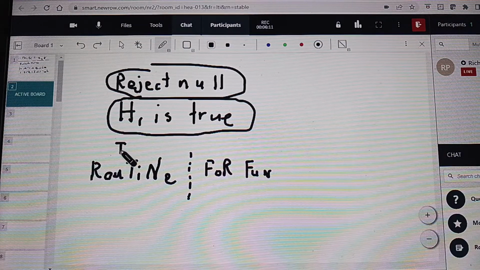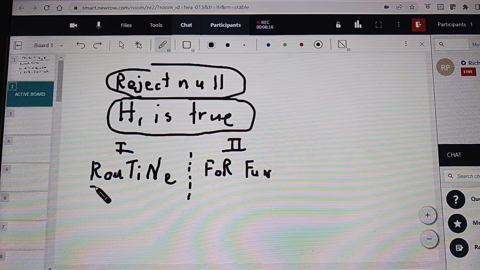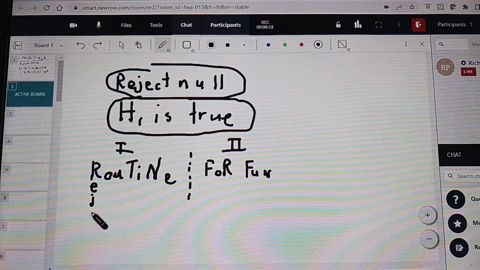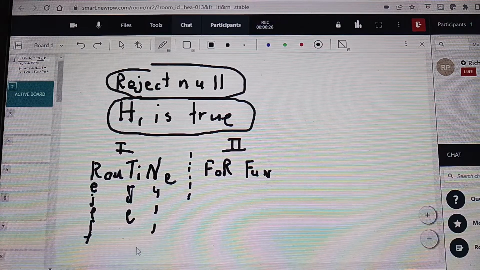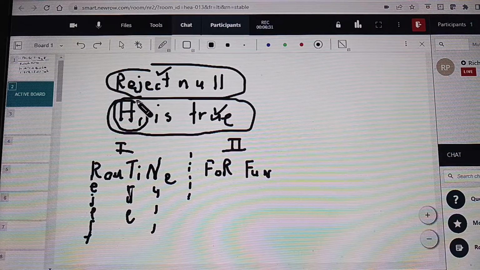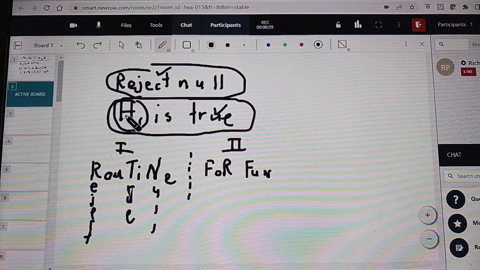Routine is for type 1 error. For fun is for type 2. Type 1 error, its definition is literally reject a true null. If I were to reject a true null, that would be a type 1 error. But I didn't do that here. I rejected a true H1 actually. So that means I did not reject a true null. The null is not true. The alternative is actually true, because they said, what if the reality is it has changed?